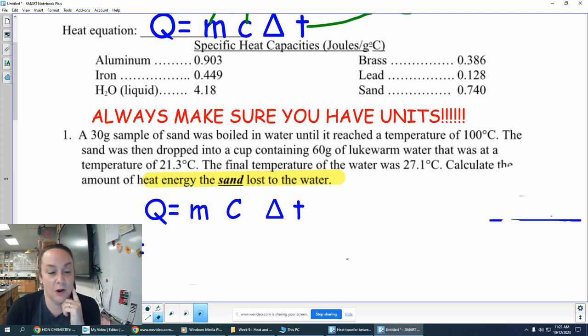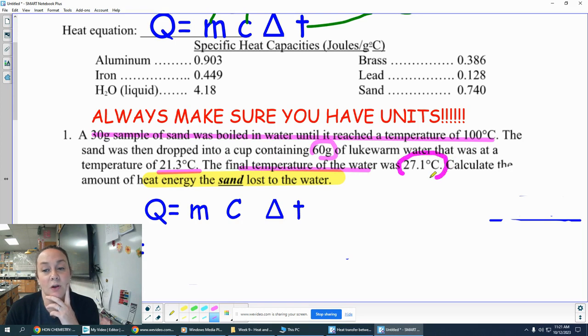Okay, so let's read through the problem now. It says, a 30-gram sample of sand was boiled in water until it reached a temperature of 100 degrees. The sand was then dropped into a cup containing 60 grams of lukewarm water that was at a temperature of 21.3 degrees Celsius. The final temperature of the water was 27.1 degrees Celsius. Calculate the amount of heat energy the sand lost. This is exactly what we did with our metals yesterday.